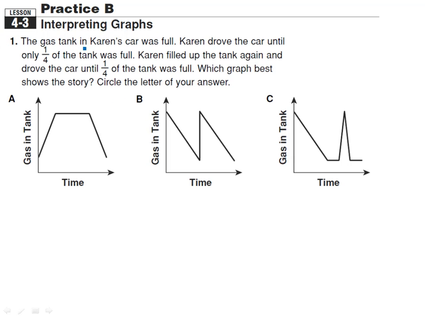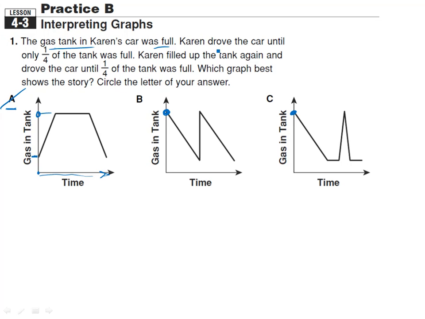Number 1 says the gas tank in Karen's car was full. Karen drove the car until only 1/4 of the gas tank was full. Karen filled up the tank again and drove until 1/4 of the tank was full. Which graph best shows the story? And circle the letter of your answer. Well, the x-axis is time in all three of these cases. So as time passes, we know we start at the beginning of the story when her gas tank was full. So this does not represent a full gas tank on A. The full gas tank would be up here, so we should be starting at a full gas tank as we are in B and C. So we can rule out A right away just from that.